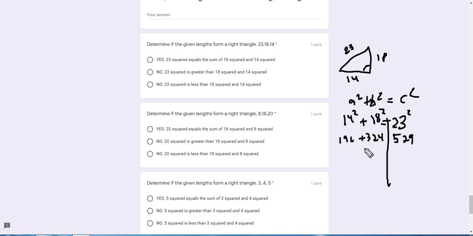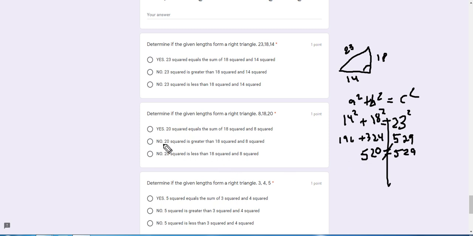529. I'm using a calculator, so you should be using a calculator as well. 196 plus 324 gets me 520. And on this side I have 529. And these two are equal, correct? 520 is equal to 529. No, those aren't equal. They're never going to be equal. This one has 9 more than this side.